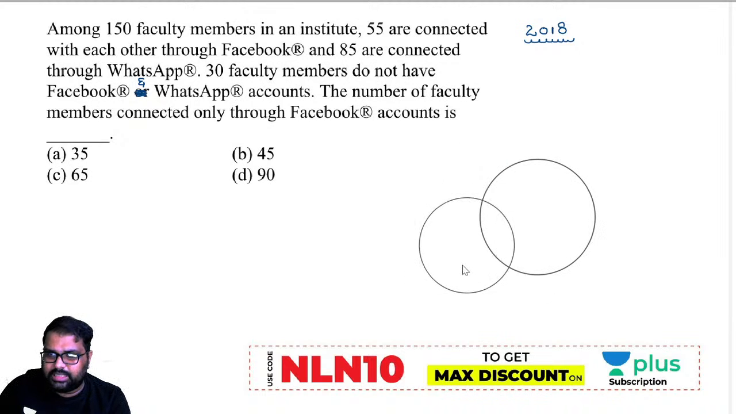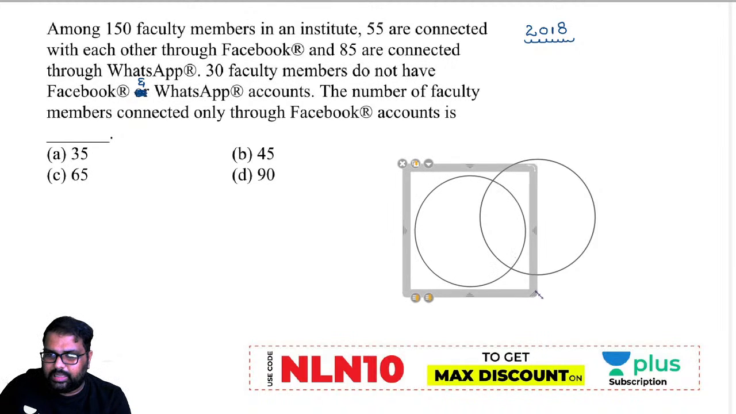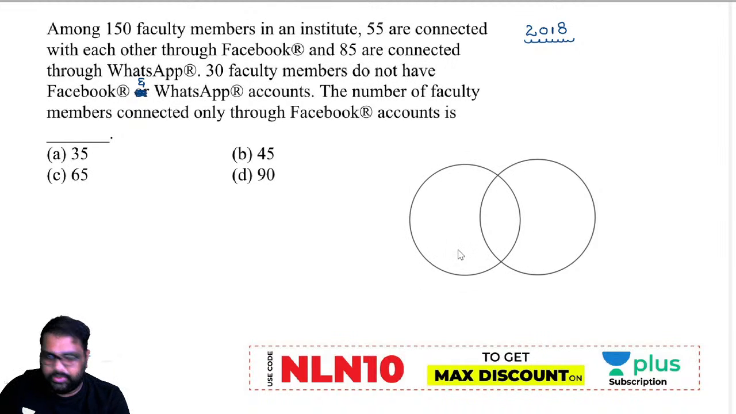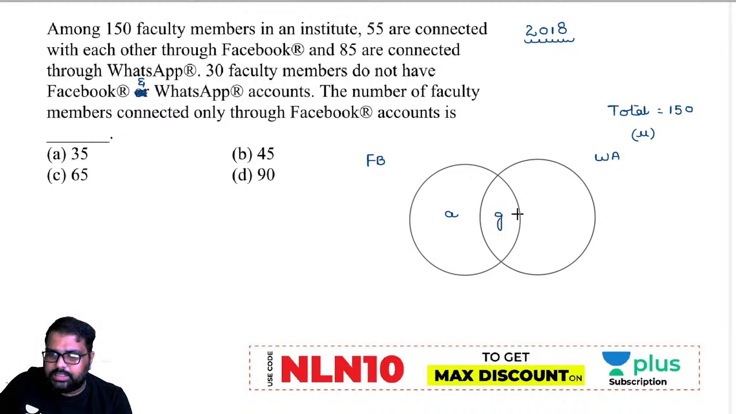As I said, your first step is to represent the Venn diagram perfectly, then find out the values. Now dekho idhar, totally how many members are there? 150 members are there. So those who can do it fast, let me know the answer in the comment section box. Don't waste your time. So total is represented as mu. The first variable is Facebook. The second variable is WhatsApp. Okay, so I'll give the alphabetical order also: A, G, B.